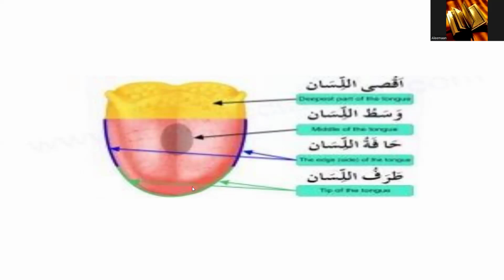Okay, another is, okay, then comes the hafatul lisan. Hafatul lisan, dad, and there is lam. What is the definition of dad and lam?